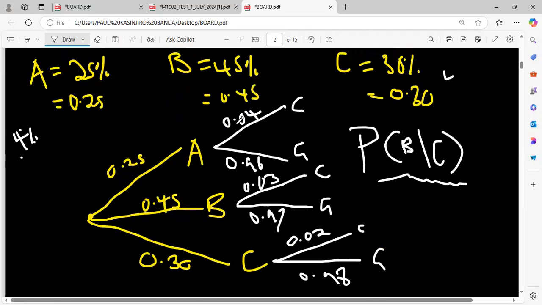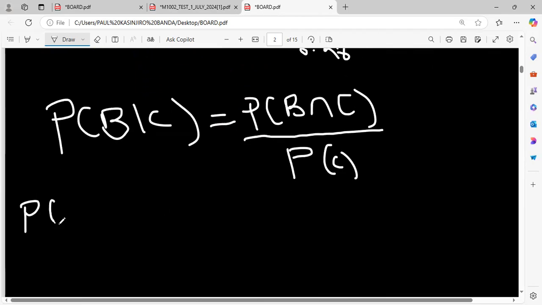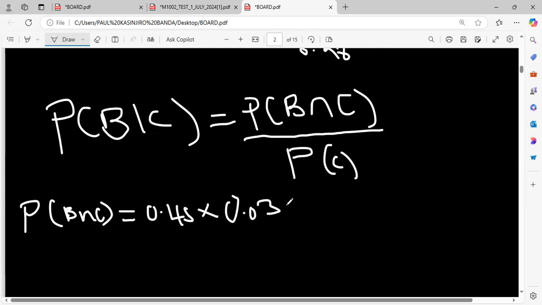So how can we find that? If you go back to your tree diagram, the probability of it coming from B and being contaminated is just multiplying 0.45 by 0.03. So the probability of B intersection C is equal to 0.45 multiplied by 0.03. If you punch this on your calculator, you should get 0.0135. So we have one of the things we need to find this probability.